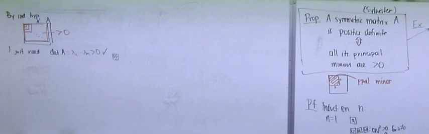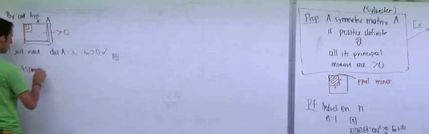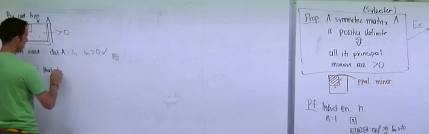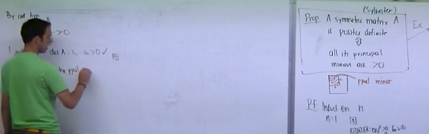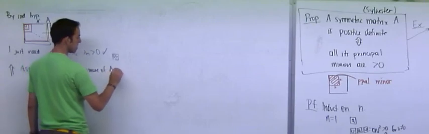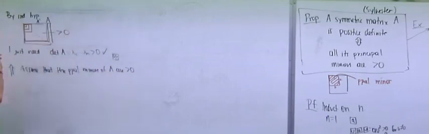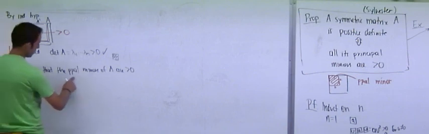Okay. How about the other direction? So let's assume that the principal minors of A are positive. Okay. And what I'm going to try to do is just reverse what I did. Again, I want to induct, so that means I need an n minus 1 by n minus 1 matrix, which is going to be A prime.